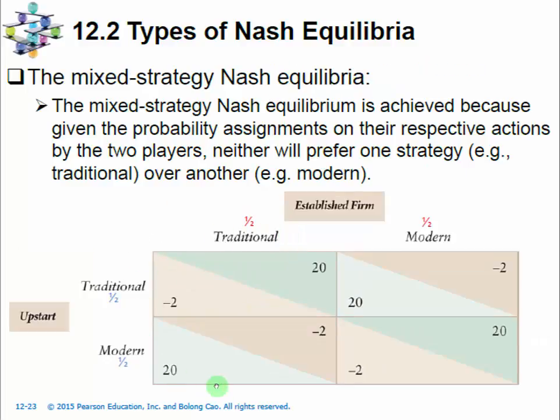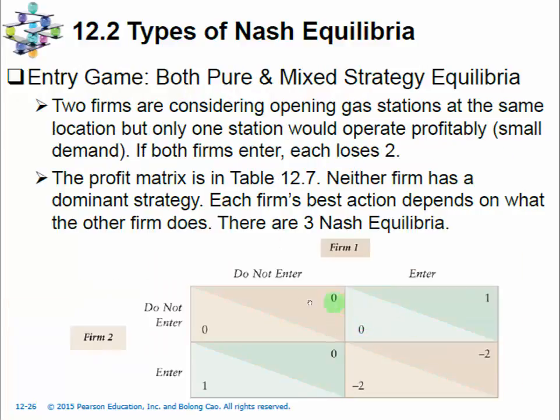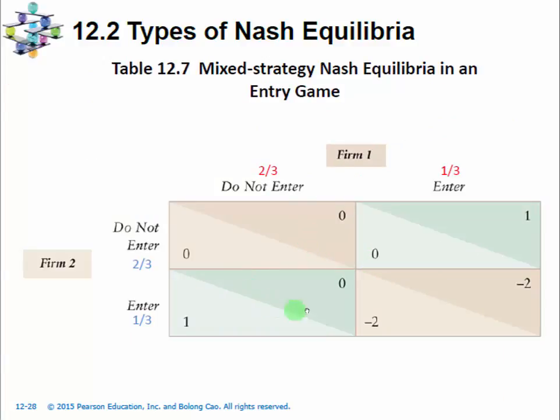In our first example, the winner in the design competition gets 20, the loser loses 2. In each cell, it's always the same story. However, in this entry game example, the symmetry in payoffs no longer exists. If both firms enter, both lose. If both of them stay out, they get 0. And if one enters and the other does not, the entrant will receive 1, and the one staying out will get 0. Because of this asymmetry in payoffs, the probability that makes the firm indifferent between the 2 strategies is now different from 1/2 and 1/2.